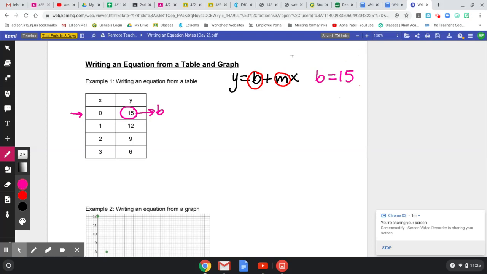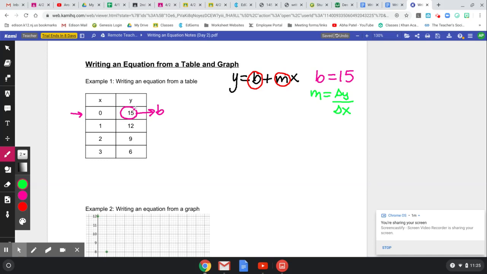The next value we're trying to find is m. So m in this case is, I did it in the video as change in y over the change in x. And don't let the triangle confuse you. That triangle is called delta. It's a Greek alphabet, delta. And that just means change in.